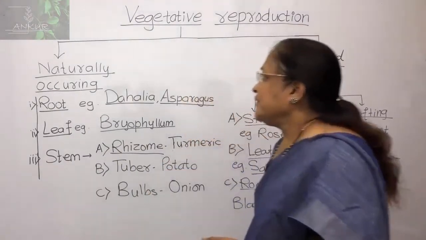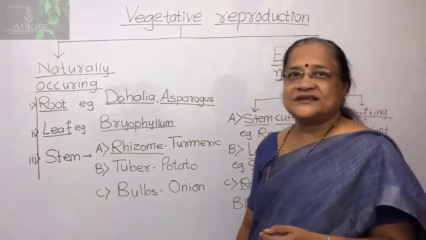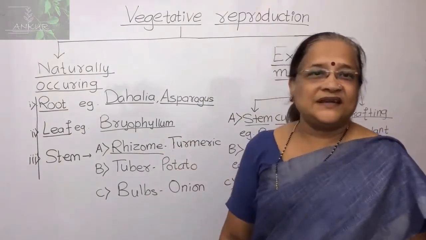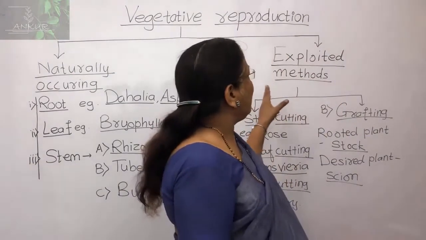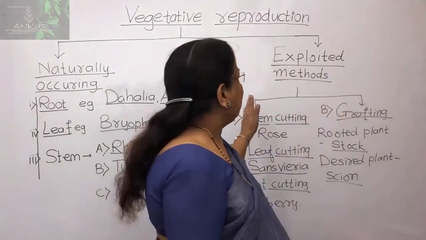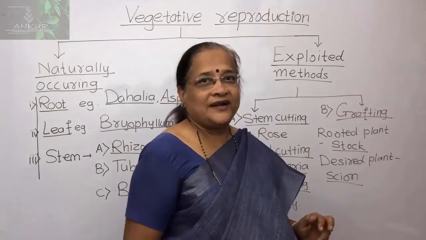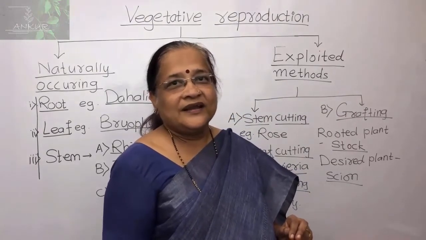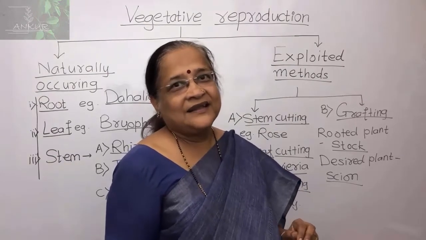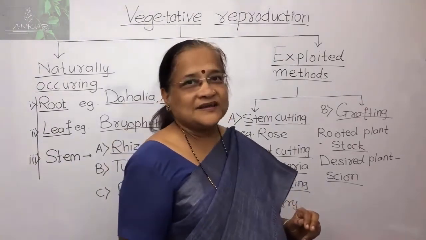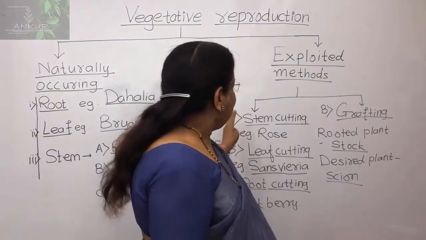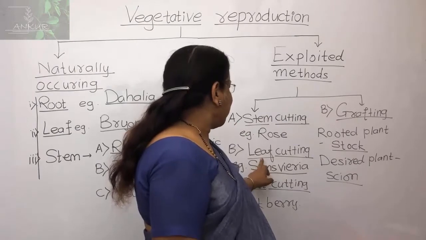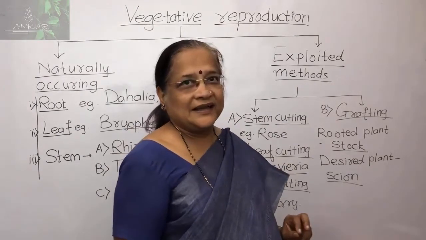So these are some examples. Now, root, stem and leaf cuttings are the other part of vegetative propagation, which does not commonly occur in nature, but these methods are exploited by agriculturists and horticulturists for getting desirable varieties, that is, varieties which are useful to us. In that, again, there are different methods: stem cuttings, leaf cuttings, and root cuttings.